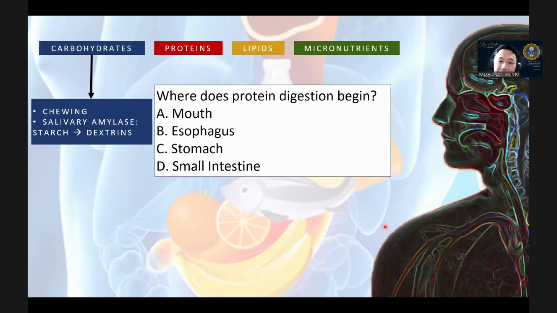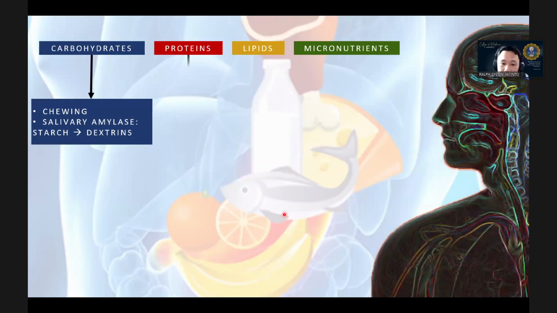Okay. So, sa mouth, do we have an enzyme? Well, mechanical digestion can occur kasi nga because of chewing. But with regards to chemical digestion, we do not have an enzyme that would digest protein that is secreted in the mouth. So definitely, mouth is not the answer. Okay? So the best answer for this one would be letter C, stomach. So again, we do not have an enzyme.